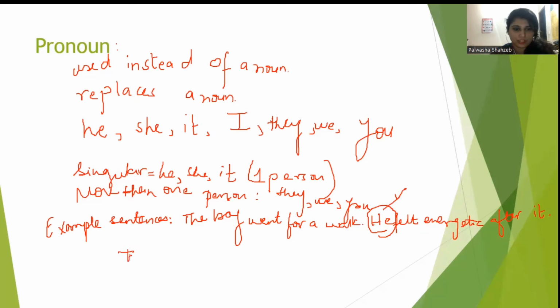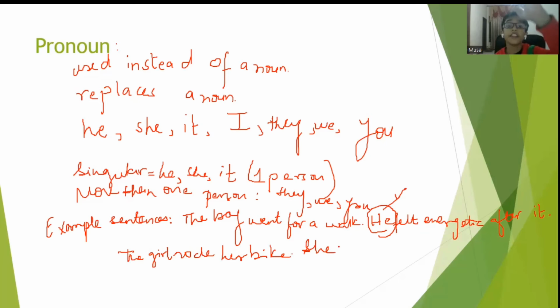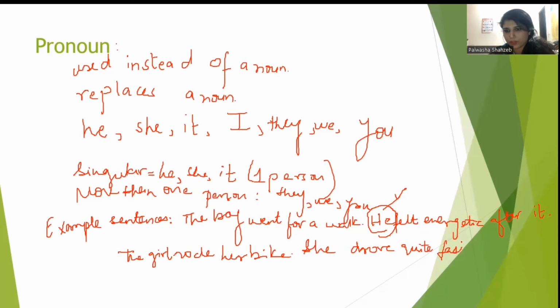For example, the girl rode her bike. The girl rode her bike. Who is going to join this sentence with she? What is going to be the other part? Could you please just make it? She drove quite fast. Very good. Very nice. Well done. Okay, we are done.